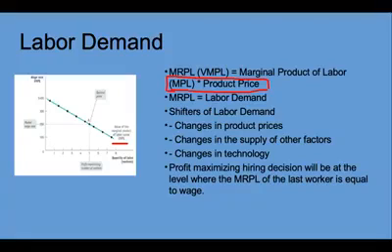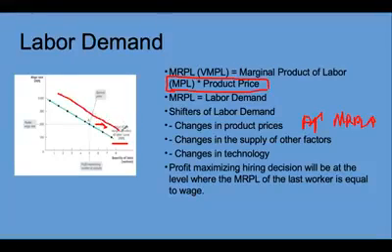But to produce more, of course, they need to hire more workers, right? So if the product prices go up, the labor demand, or MRPL, will also increase. So our labor demand curve will shift rightward. Let's look at the opposite scenario: if prices go down, it shifts to the left.